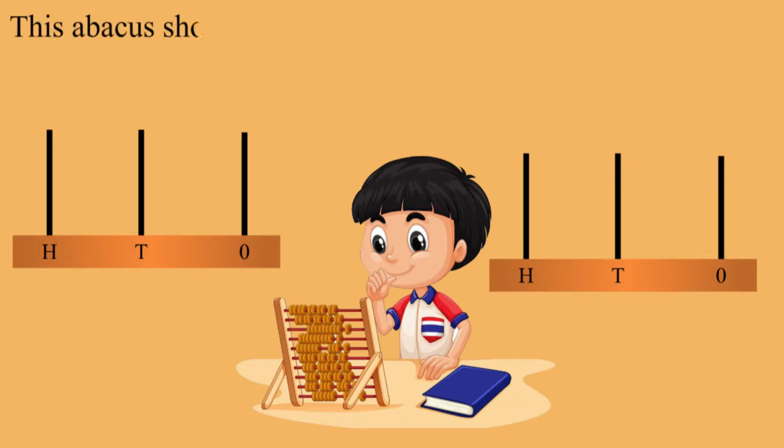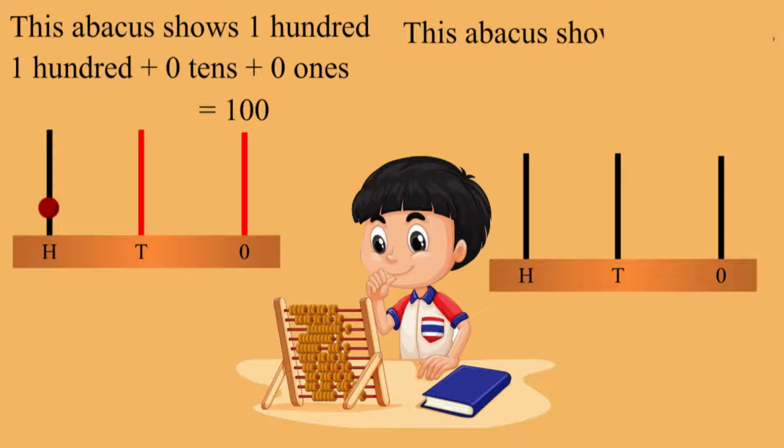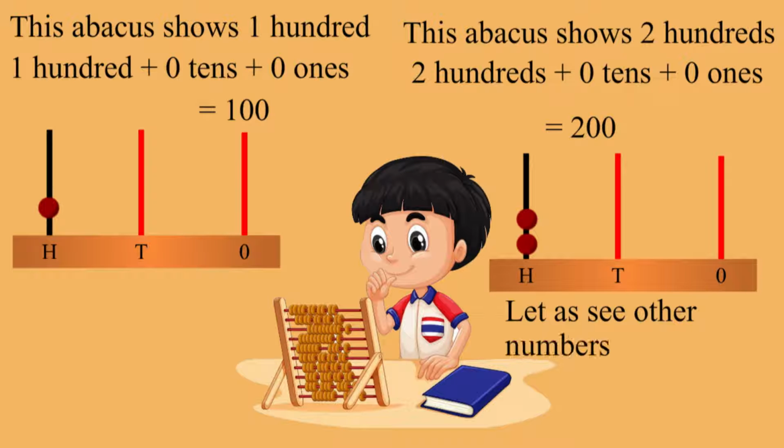This abacus shows 100. 100 plus 0 tens plus 0 ones is equal to 100. This abacus shows 200s. 200s plus 0 tens plus 0 ones is equal to 200. Let us see other numbers in hundreds.